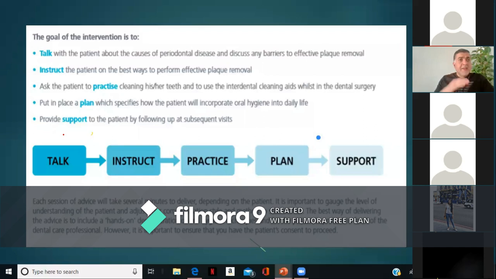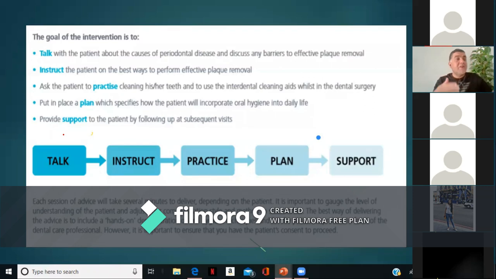A plan: tell the patient we will work as a team. From my side, I will do 1, 2, 3. I will do this, and this. And from your side, it's very important to maintain meticulous oral hygiene. We'll see you every 3 months. We'll do this treatment, this support, keep support. They really need support. It's not easy.